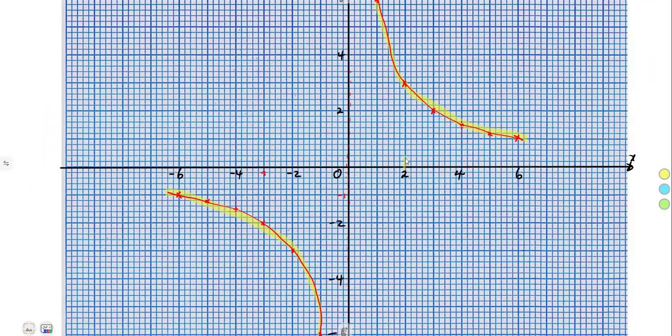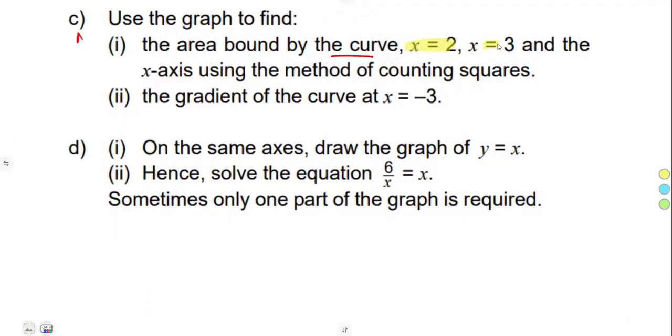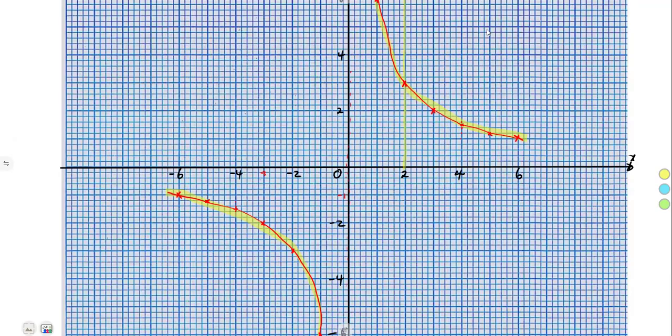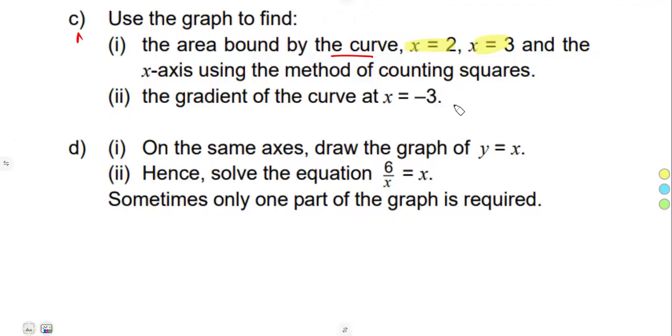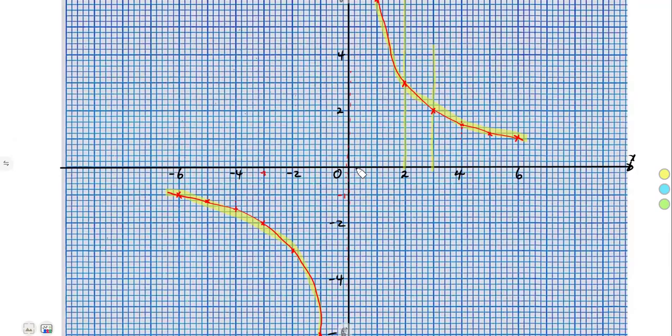So this is the line where x is 2, a vertical line that is going up. x is equal to 2. All right, x is equal to 3. So where x is 3 in between here, x is 3 going up. That is where x is 3. And the x-axis. So this is our x-axis.